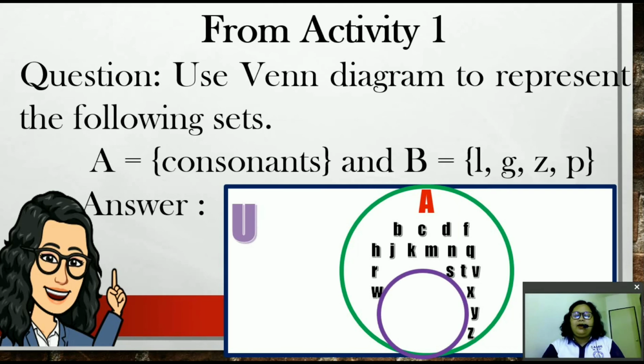And then after that, you can now draw the second circle. So, therefore, set B is a subset of set A. Then you're going to write the elements L, G, Z.